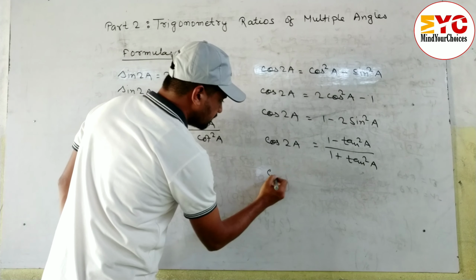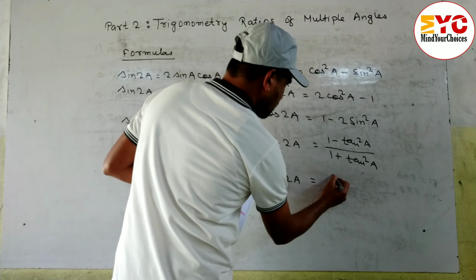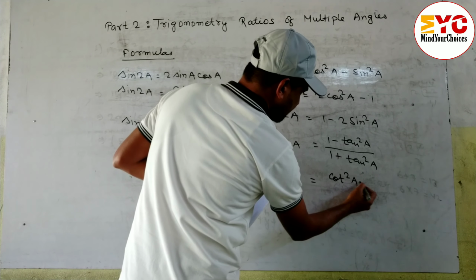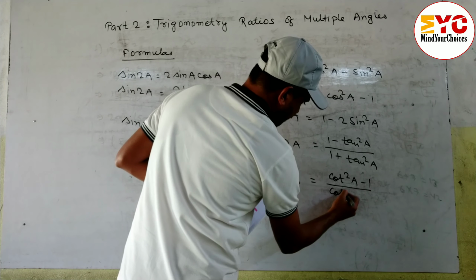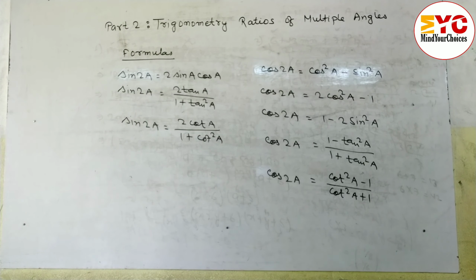Another formula of cos 2a is cot square a minus 1 by cot square a plus 1. We have 5 formulas of cos 2a. According to the condition, we have to use these formulas, and after that we have the formula for tan 2a.